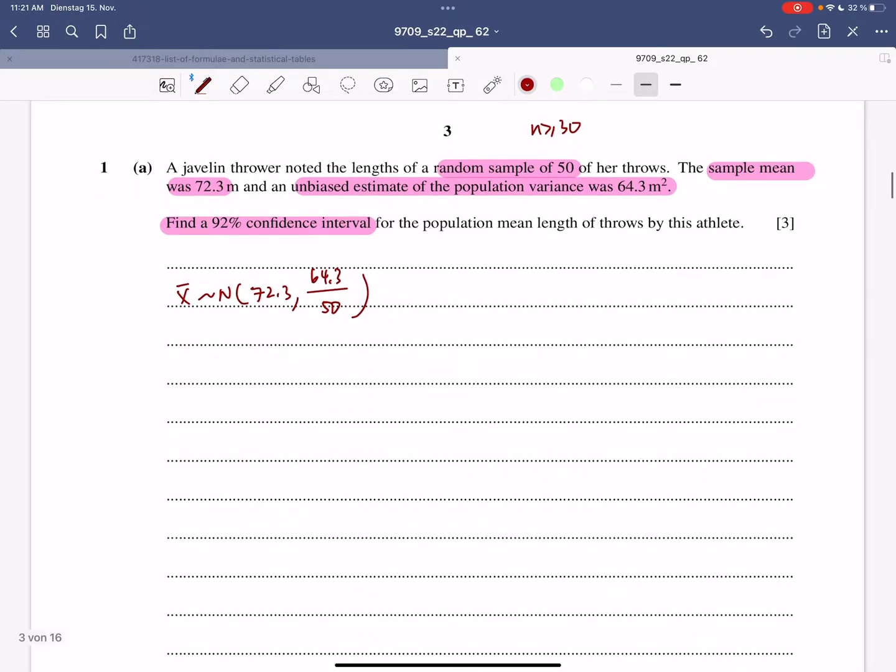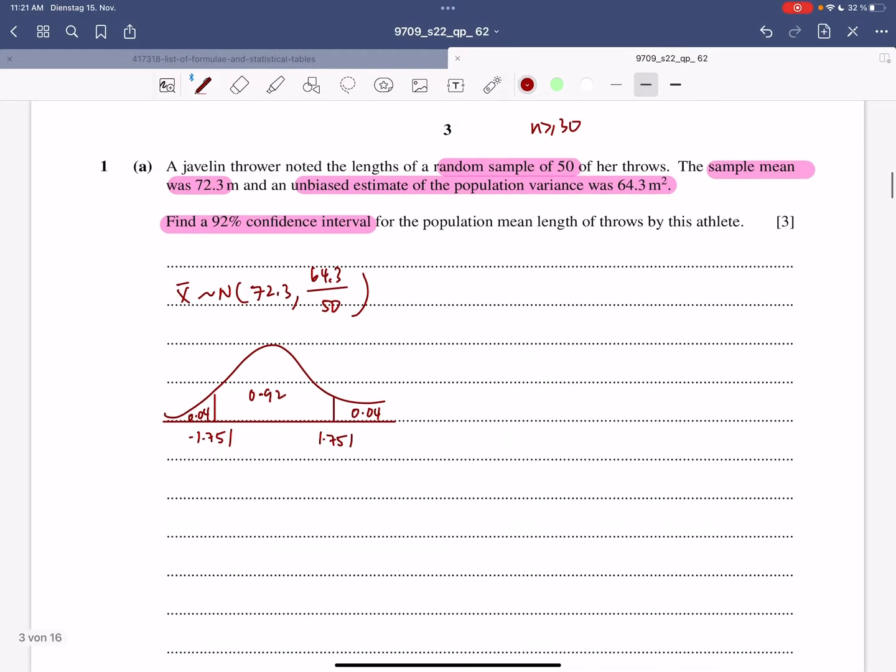Okay, so let's draw a simple sketch. Since this is a confidence interval, meaning it is two-tailed, the middle is 0.92, and then here it will be 0.04, 0.04, since the total area is 1. So find the z value and you will get here 1.751, and automatically here will be negative 1.751.